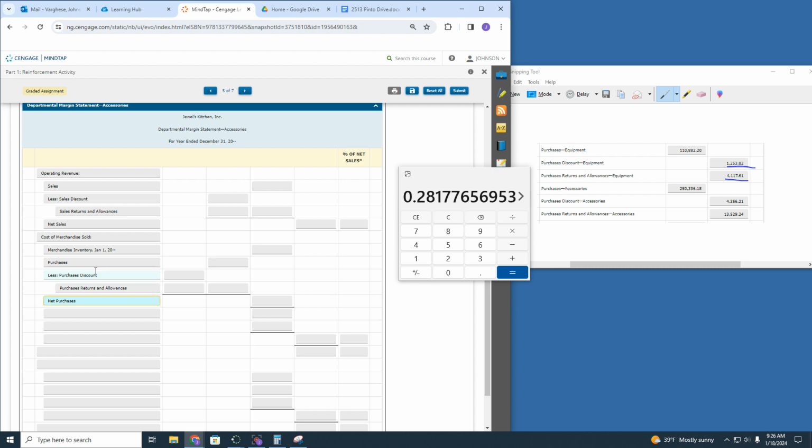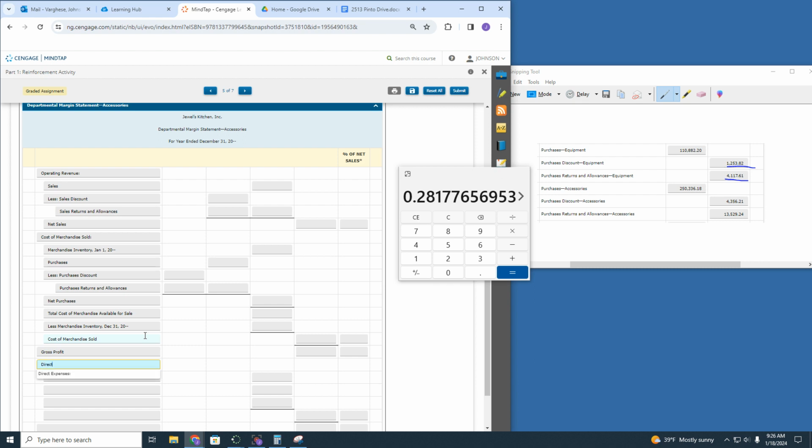Once you have your net purchases, then you can do net sales. Merchandise inventory, what you started with, plus your net purchases is going to be your total cost that's available for sale. And then what was available for sale minus your ending merchandise inventory, which you'll get from the adjusted trial balance, is going to equal your cost of merchandise sold. Once you have your cost of merchandise sold, then you can take your net sales minus your cost of merchandise sold to get your gross profit.